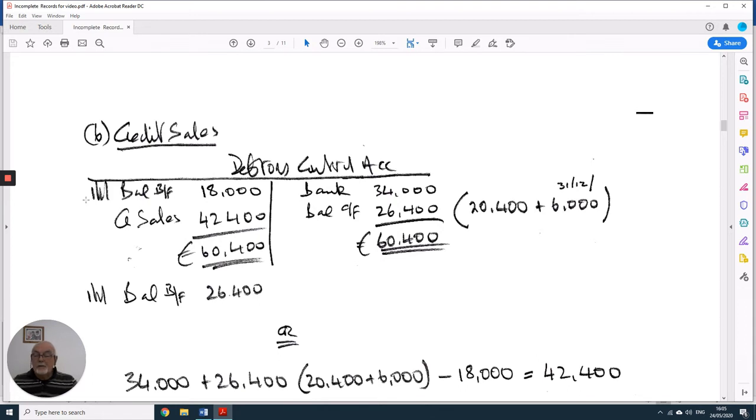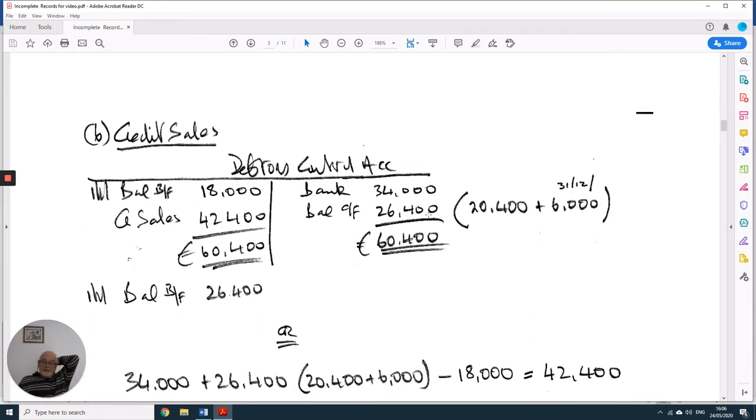At the start of the year, we have an opening balance in our debtors control account because debtors are an asset. And on the credit side, we show them paying us €34,000. It's gone into our bank account. We're crediting the debtors because they're giving, and we'll debit the bank account. And then, at the end of the year, they still owe us 26,400. Now, we must explain that figure there.